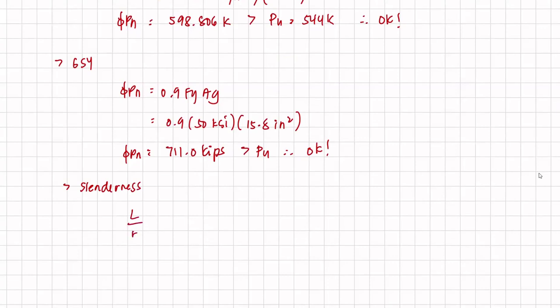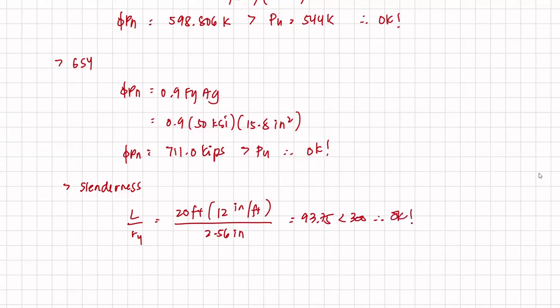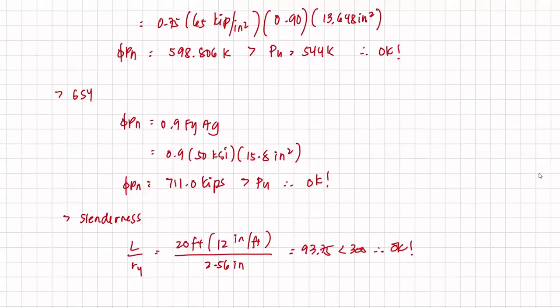Okay, then yung slenderness din, check natin. So L over R. So R natin is yung smaller syempre. So that is 20 feet times 12 inch per foot divided by the calculated RY we have is 2.56 inch. So this is 20 times 12 divided 2.56. That is 93, no? 0.75. So that is less than 300. Therefore, okay. And then, so mag-govern natin is of course net section rupture yung governing ano.